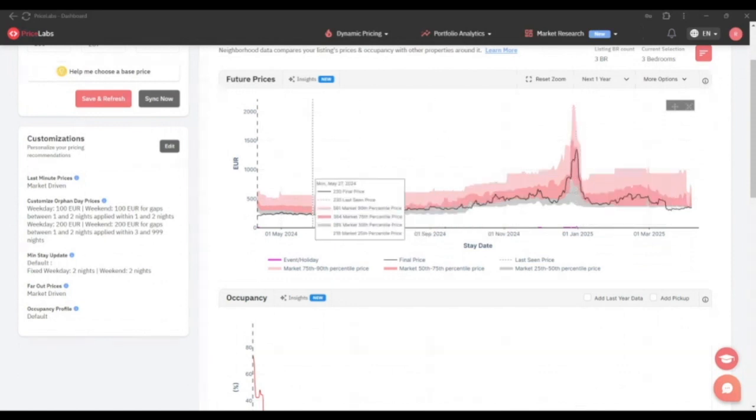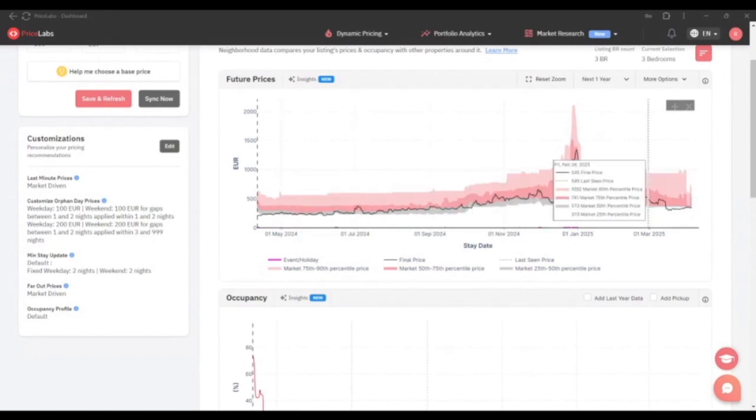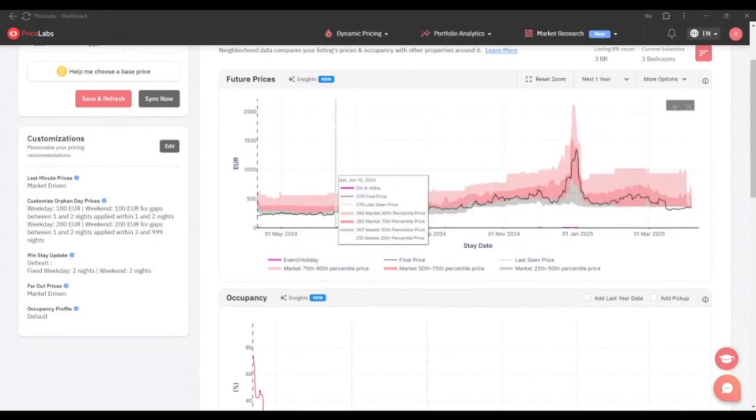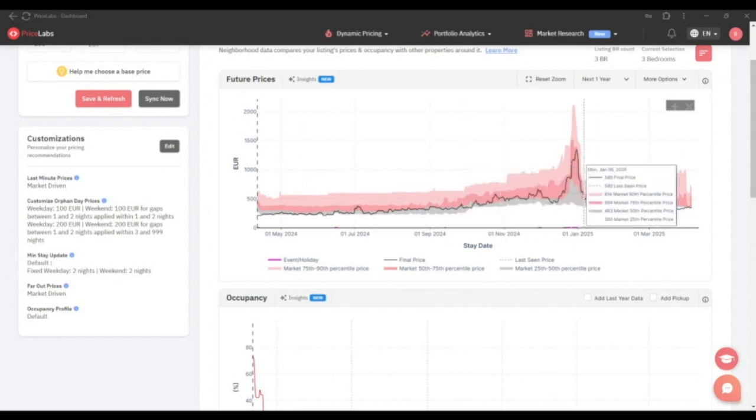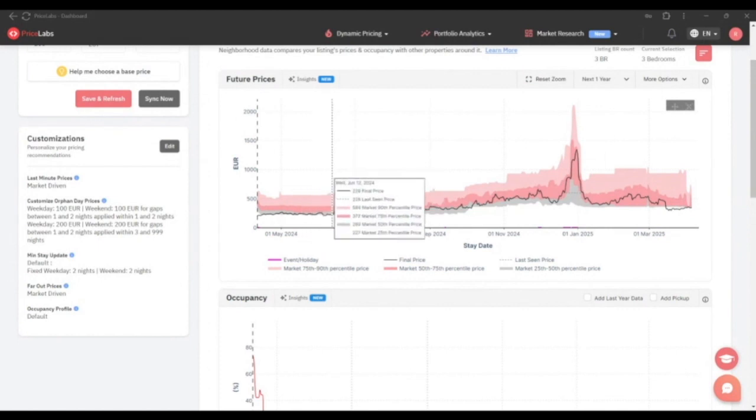And so you can quickly see, hey, there are certain times of the year where we don't anticipate the market to be really hot, but then there are certain times like New Year's where we just expect the market to be hot. And then here we're generally pricing low, it's summer, probably not a very great time to be in Dubai, right?